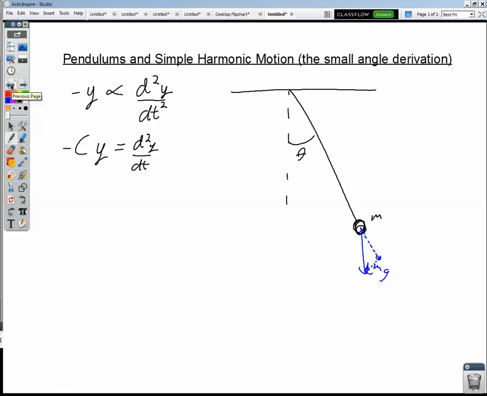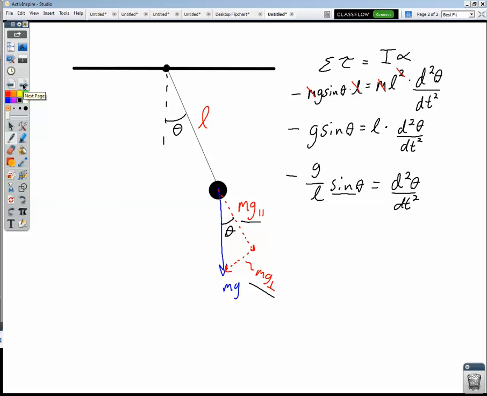So remember, our requirement for simple harmonic motion is that the second derivative of the position is proportional to the opposite of the position. And we see that we've almost got that here. We've got the second derivative of position, and it's proportional to the opposite, but it's not proportional to the opposite of the position. It's proportional to the opposite of the sine of the position.